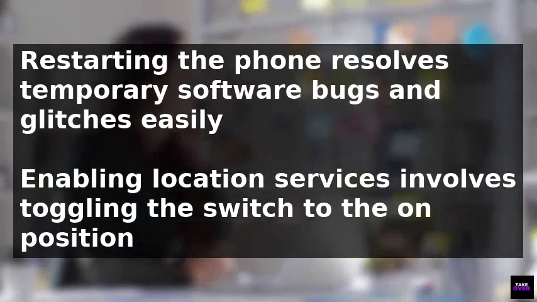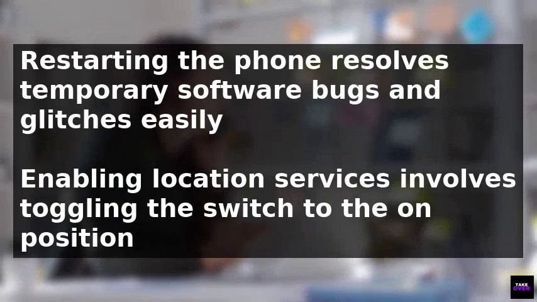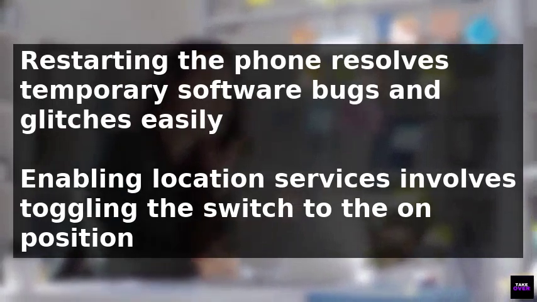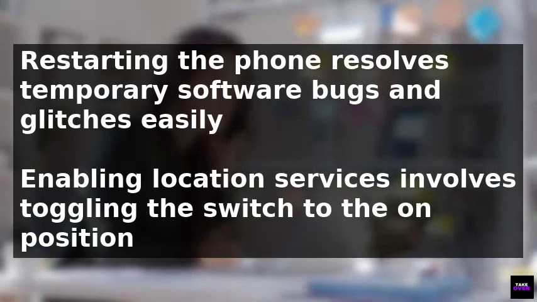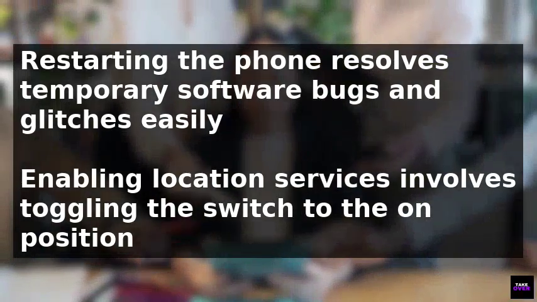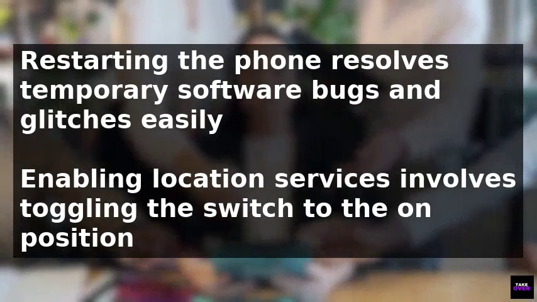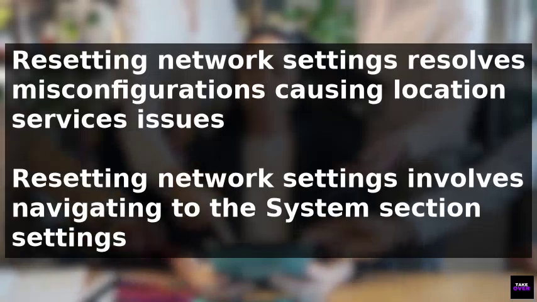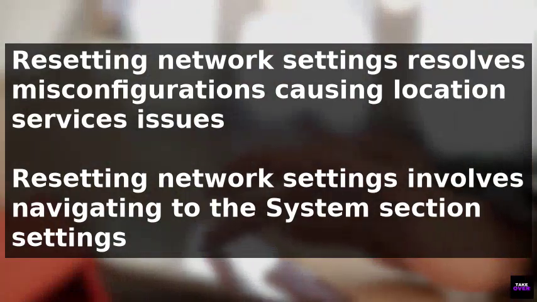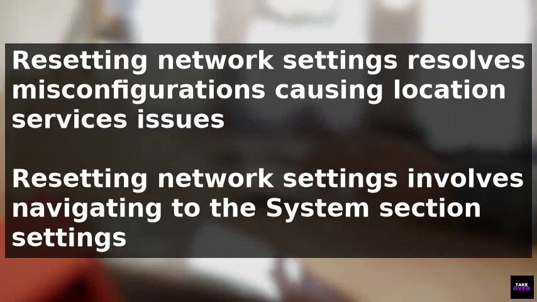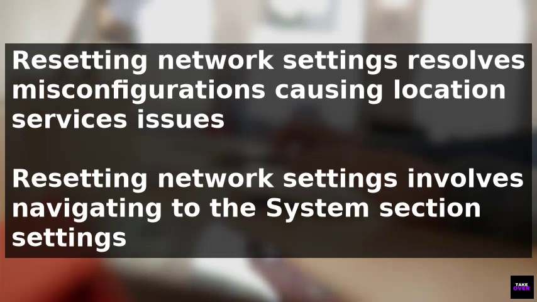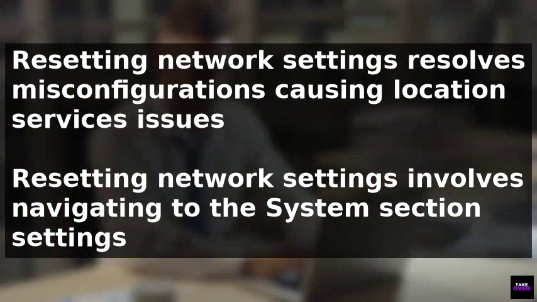This can be done by pressing and holding the power button for a few seconds and selecting the restart option. If this doesn't work, enabling location services is the next step. This involves launching the Settings app, finding the Location section, and toggling the switch to the On position to enable location services.